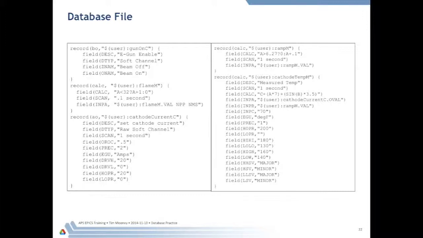So there's a binary output record, there's a calc record with a couple of non-default values. Here are some more of the values that you can set for an AO record, for a Calc record. In most of the databases that I see, there's just not very many non-default fields for a lot of records.